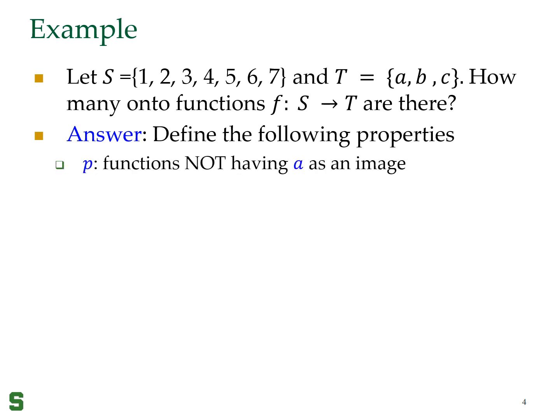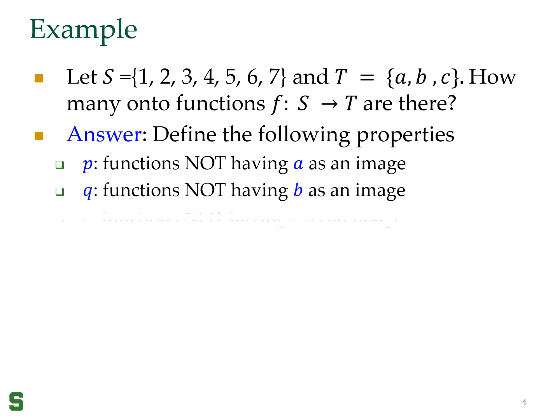So we are going to define the property as P, that is functions not having A as an image, Q, functions not having B as the image, R, functions not having C as the image. And what we are looking for are functions that don't have the property P, don't have the property Q, don't have the property R. That means A is in the image, B is in the image, C is in the image, and that's exactly what we want for a function to be onto.